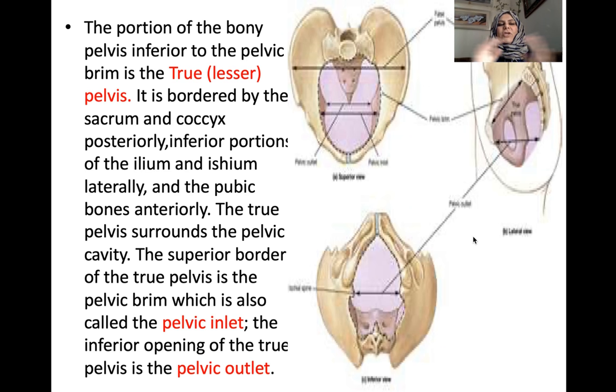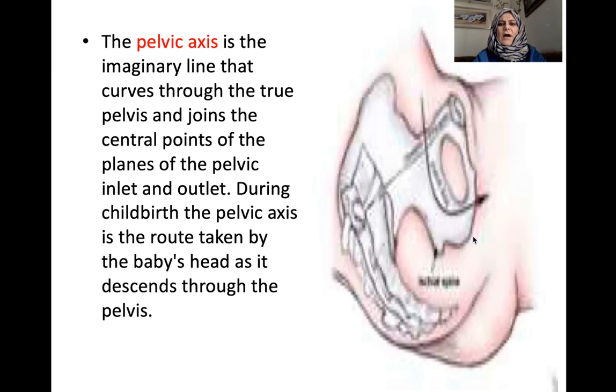If it is less, the dimension is less than 9 centimeters and the dimensions are contracted, we tell the patient she can never deliver normally and should be planned for an elective cesarean section. All pregnancies, this one and the coming ones, must be by cesarean. This is the importance regarding the dimensions of the pelvis.